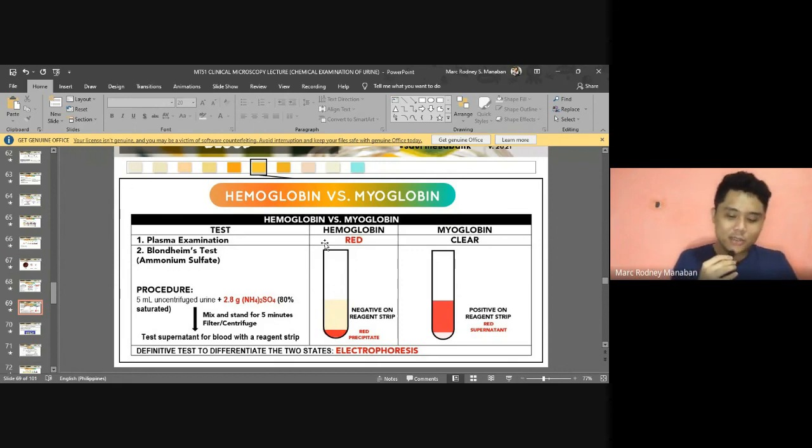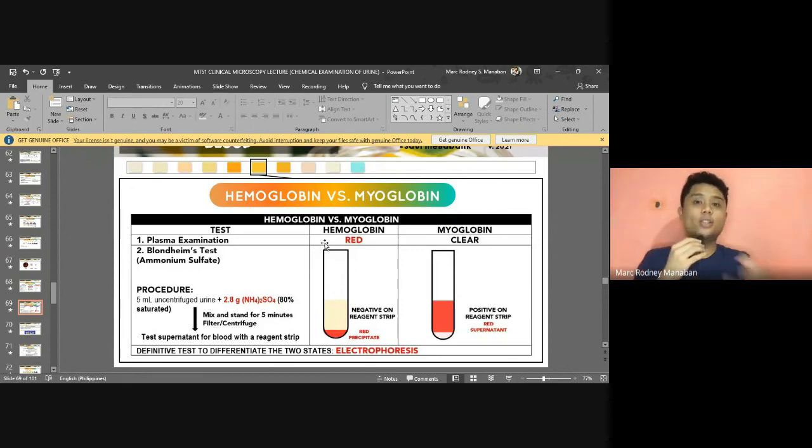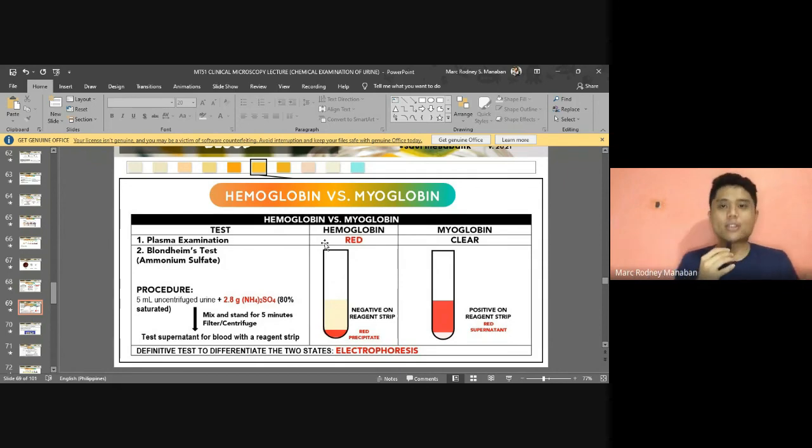And the most definitive test to differentiate the two is of course electrophoresis. Alright? So samot na sa mga recent times karon na mga evolving and high-end natong laboratory tests and procedures, of course, dito na tamo mo adto, or that's what we prefer na. Because again, it's more accurate and more precise, no? Your electrophoresis. So that's how you differentiate the two. Hemoglobin versus myoglobin. So I hope na-gets lang to siya.